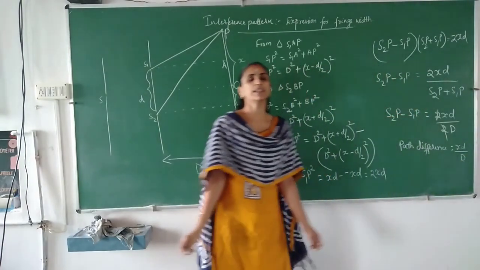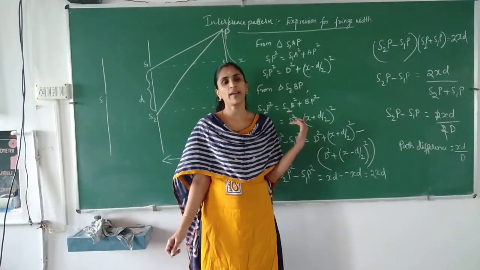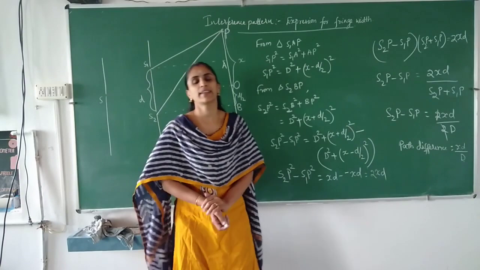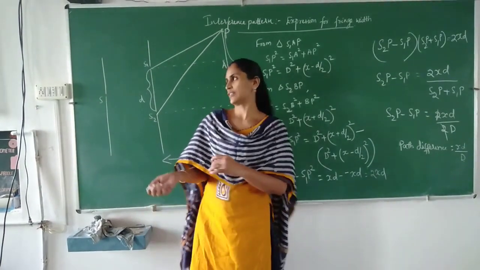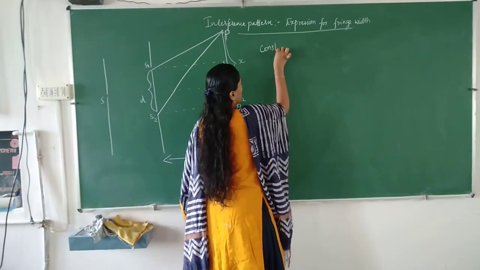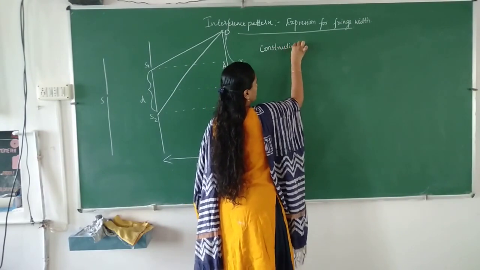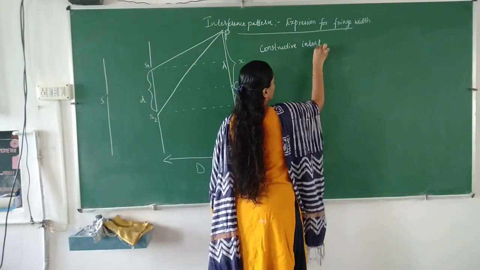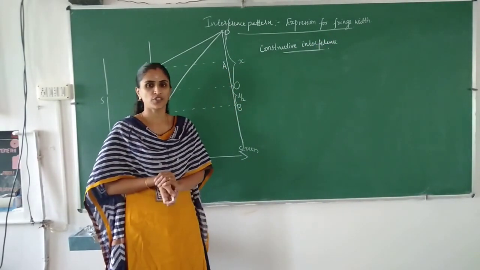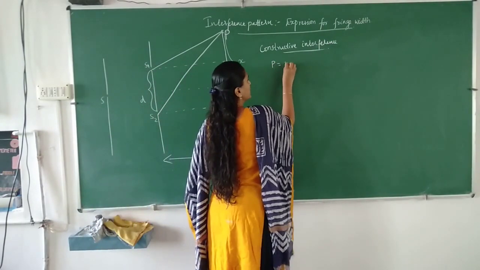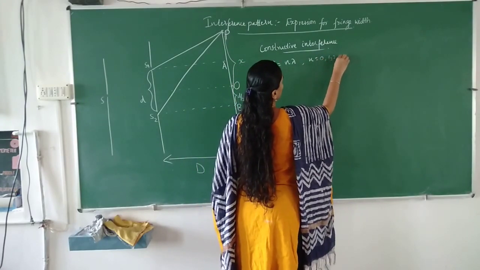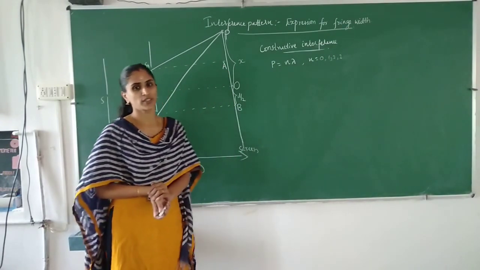Okay. Now we will discuss the condition for constructive and destructive interference. So here we got the expression for path difference. Now we have to find the condition for constructive and destructive interference. Constructive interference: already we discussed that the condition for constructive interference is when path difference is equal to n lambda, where n is equal to 0, 1, 2, 3, etc. That is the condition for constructive interference.